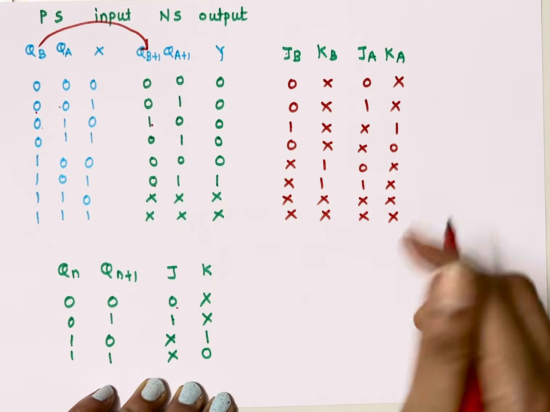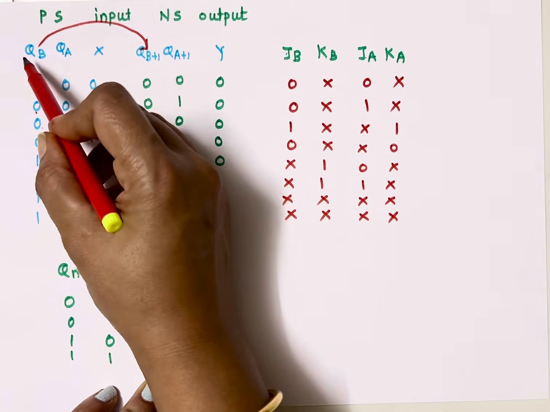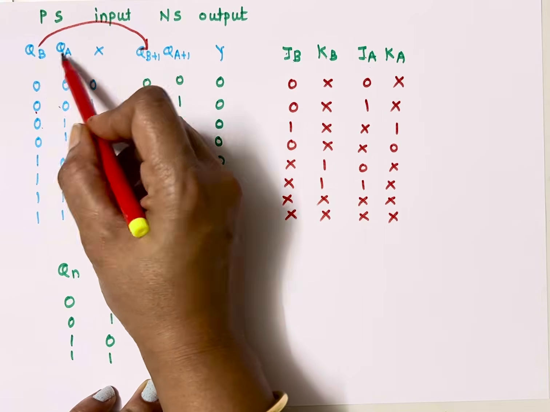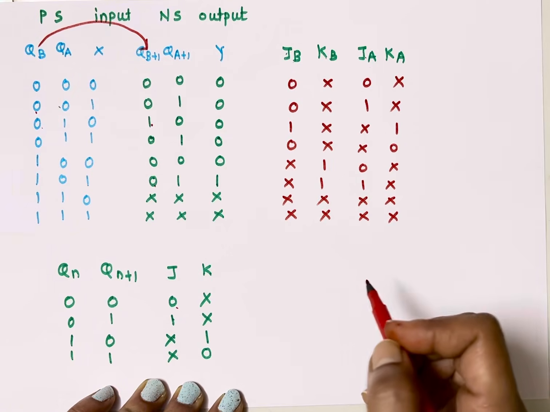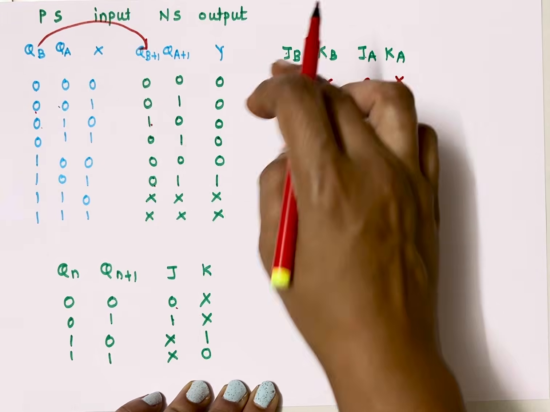So we need to draw 4 K maps, one for JB, KB, JA, KA. And how many variables do we have? We have 3 variables, QB, QA and X. So the number of cells in the K map is 8, since 2 raised to 3 is 8. I'll start with JB.